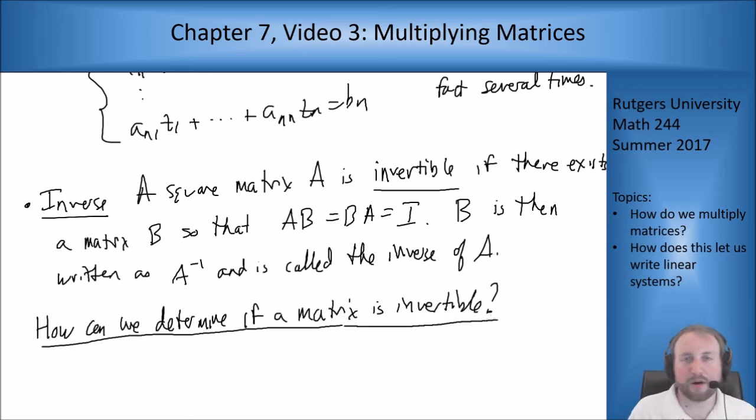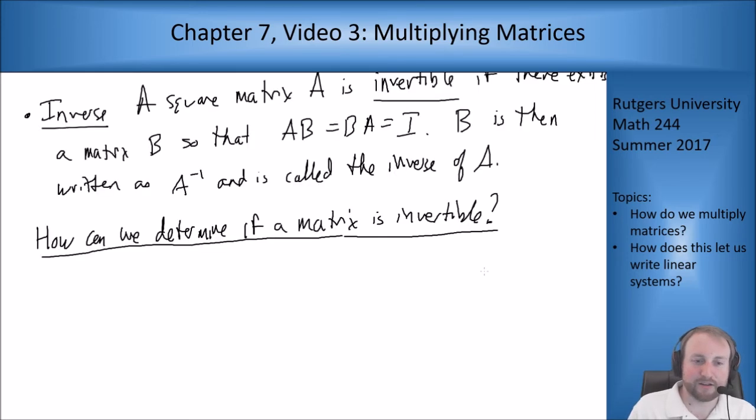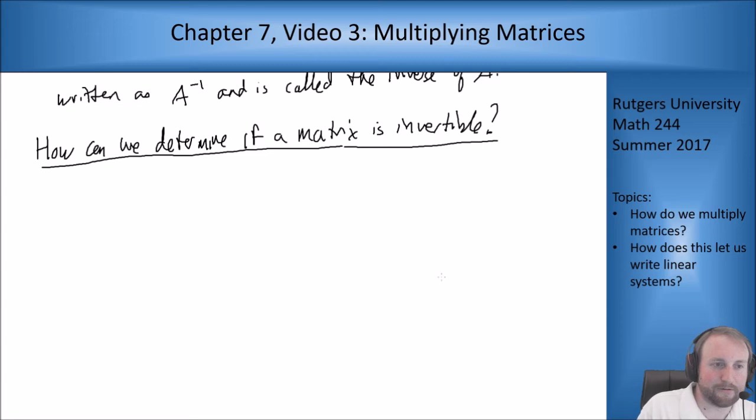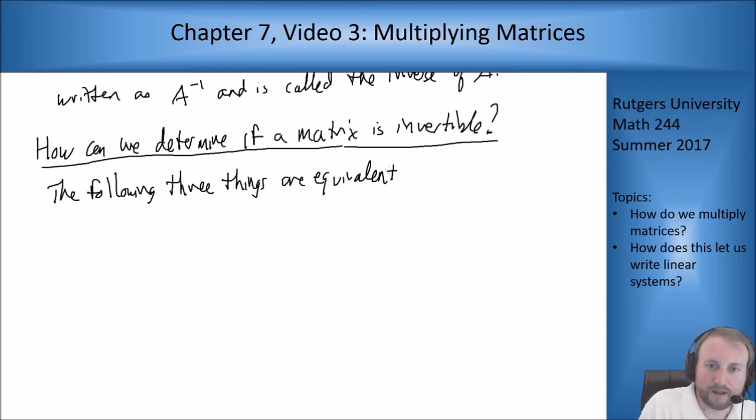This is going to be a nice property to know about, so we want to figure out how we can do it. And there are two ways that we're going to go back and forth between with this idea. Here's a statement I want to make. The following three things are equivalent. And by equivalent, I mean if you have one, you have the other two automatically, and if you don't have one, you don't have the other two.